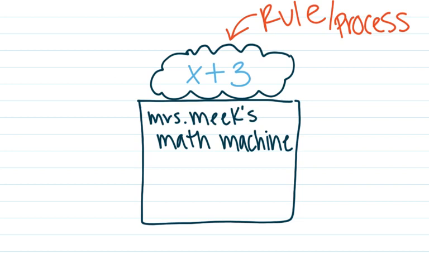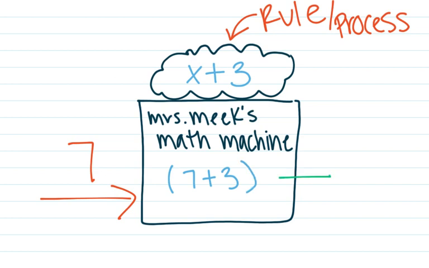And so whatever number I plug into the machine, so say I plug in a 7 into the machine, what's going to happen inside of the machine, it's going to do 7 plus 3, and then what's going to come out of the machine is our answer, 10. That's how our tables are going to work.